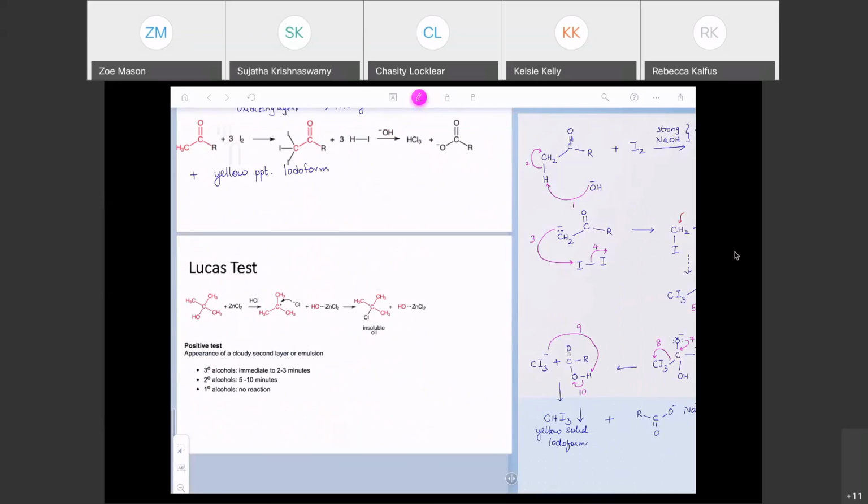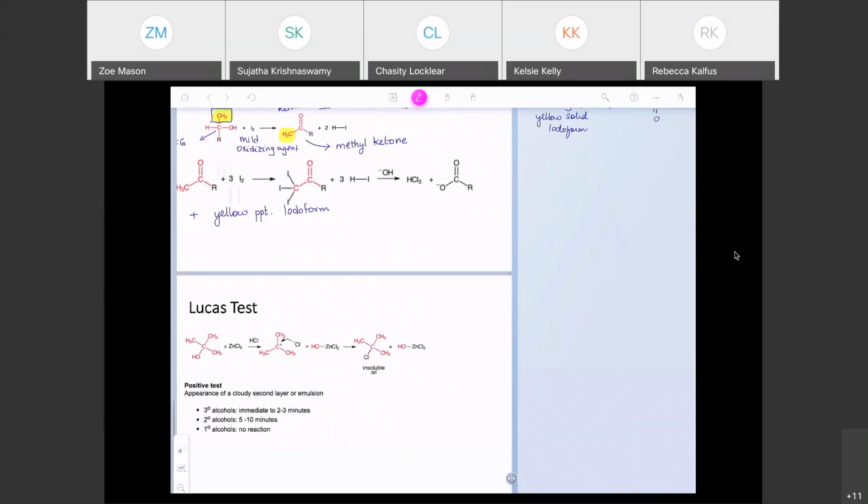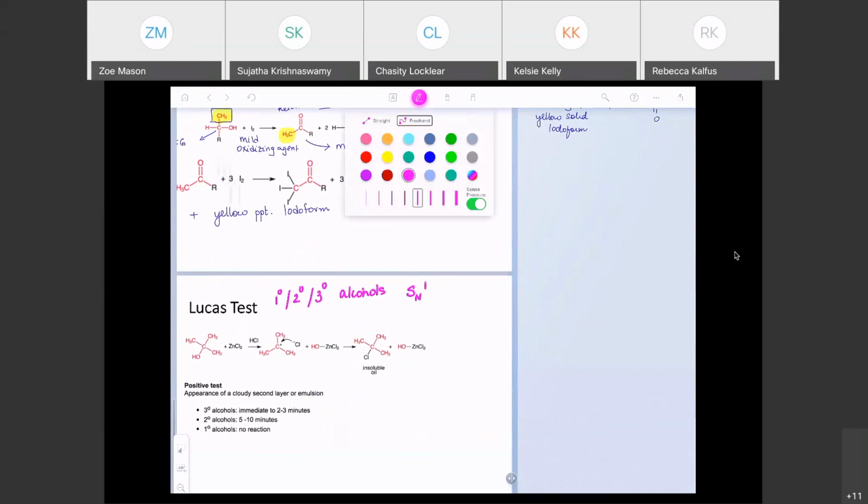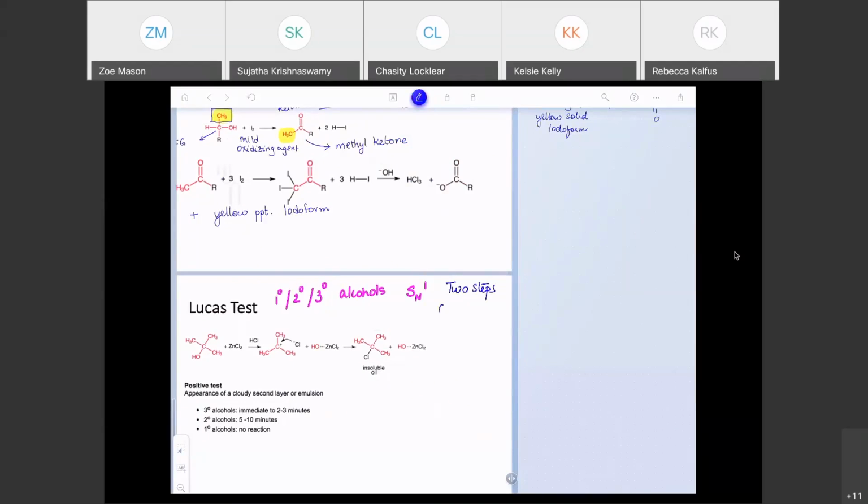Okay, our last test is the Lucas test, and this is a distinguishing test between the primary, secondary, and tertiary alcohols. So the Lucas test is basically taking an alcohol, zinc chloride and HCl. What I want you to know to understand this test is that it is an SN1 reaction. So if it's an SN1 reaction, that means it is 2 steps. It goes through a carbocation intermediate.